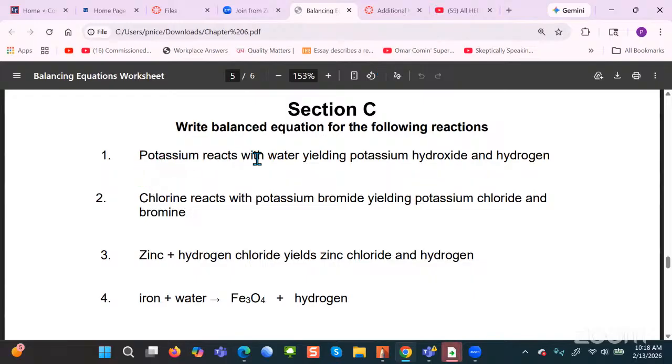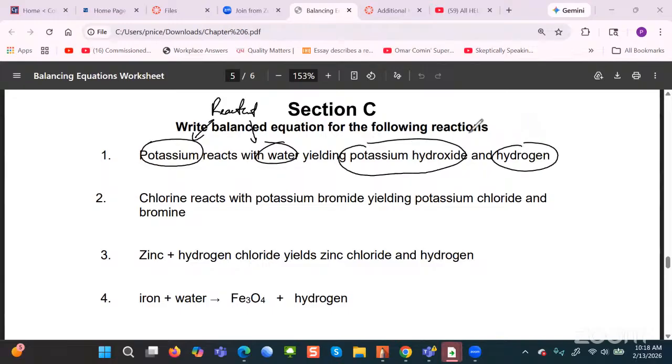So it says potassium reacts with water, yielding potassium hydroxide and hydrogen, right? So the first thing I would do is identify what the reactants are. The reactants would be, in this case, the potassium and the water, right? These are the reactants, all right? And then I would determine what the products are, which would be the potassium hydroxide and the hydrogen, right? So these are the products. Conventionally, the reactants would be placed on the left side of the equation and the products on the right side, right?